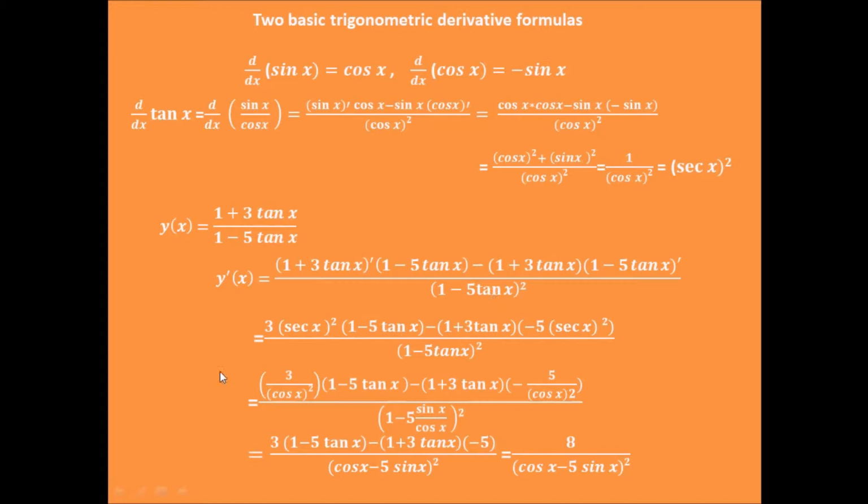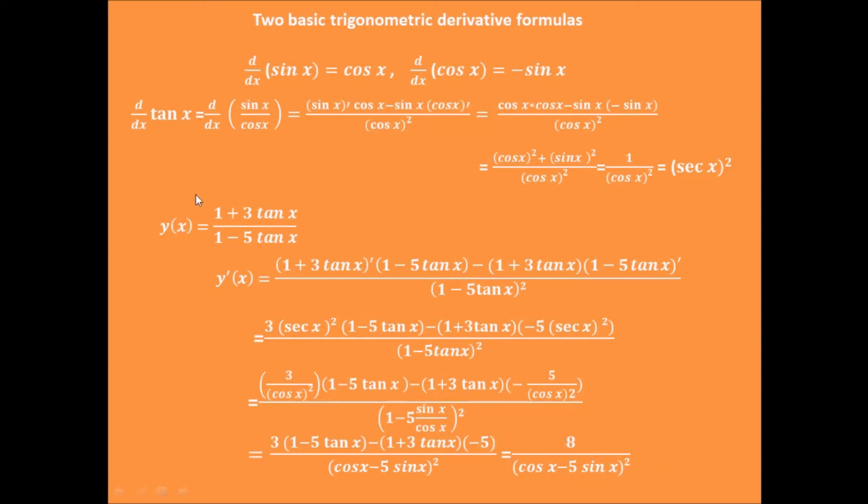So if you remember tangent x derivative, then we just replace tangent x derivative with sec x squared. So we can get the derivative for this function equals 3 times sec x squared times 1 minus 5 tangent x minus 1 plus 3 times tangent x times minus 5 sec x squared divided by 1 minus 5 tangent x squared. So after some arrangement, we can get the derivative for this function equals 8 divided by cosine x minus 5 times sin x squared.